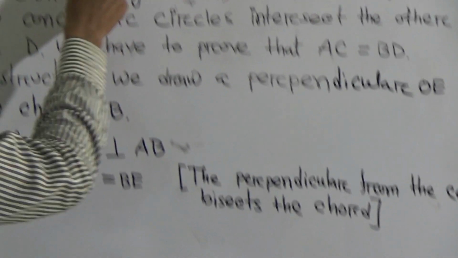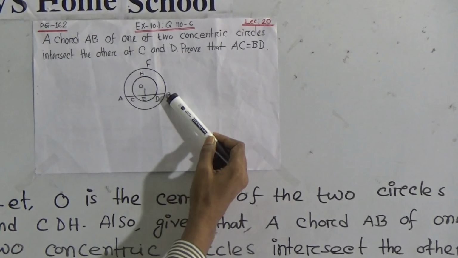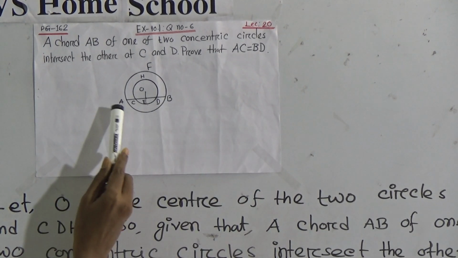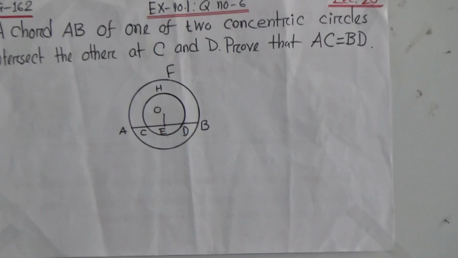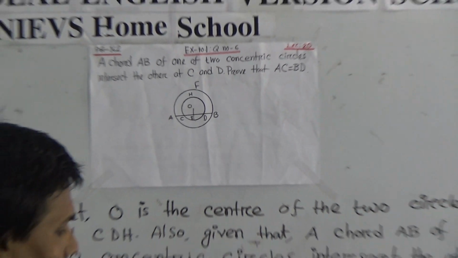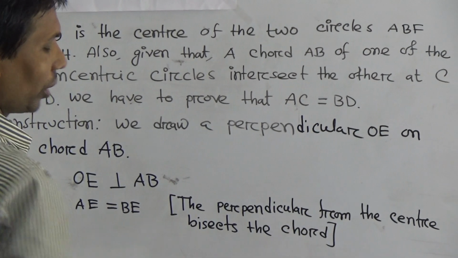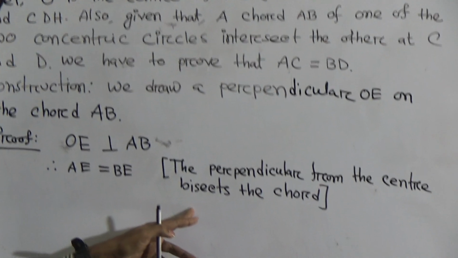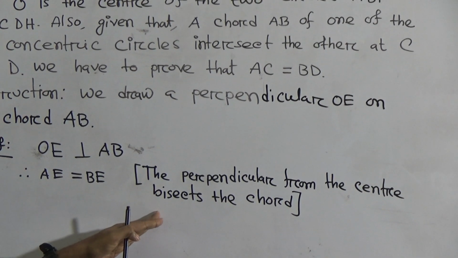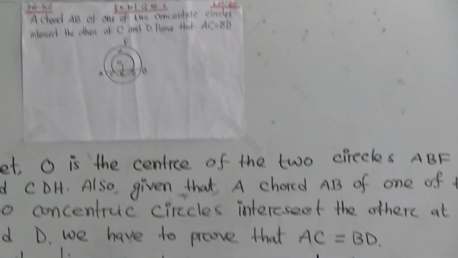Okay, you see the figure. OE is the perpendicular on AB chord. So AE equal to BE. How can you see? We have got the perpendicular from the center bisect the chord. This is the law, or you can say this is the formula. Using this formula, we can say from the figure that AE equal to BE.